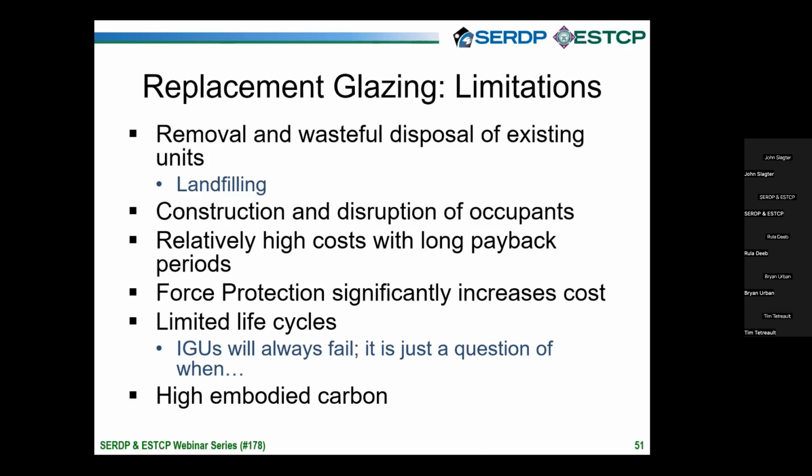And it's important to understand that IGUs have a 100% failure rate. It's just a matter of time, whether it's 10 years or 20 years or however long it is, those seals will eventually begin to leak. And then the gas or vacuum that's on the inside will degrade, and that window will not perform as well as it did when it was first installed, and will likely need to be replaced again.